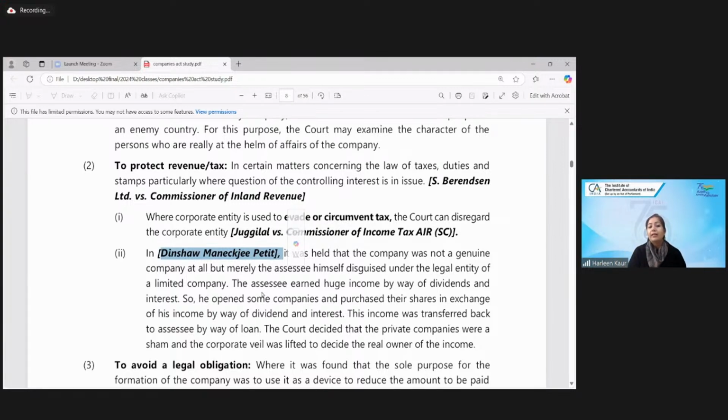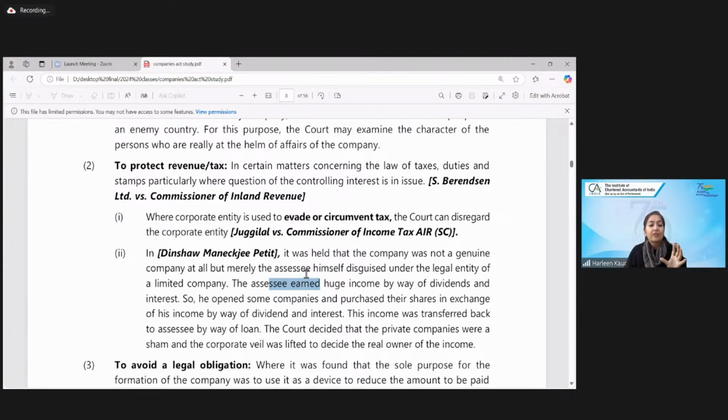And if you get something related to Dinshaw Maneckji Petit, now what is this case law trying to tell you? First, we'll understand the case law, then in the next lecture I will explain how to use its reference. It says the company was not a genuine company and was merely the assessee himself disguised under a legal entity. So there was an assessee. Assessee means, under the income tax authority, when you have to pay income tax, the terminology given to an individual is the word assessee. Assessee means an individual who has to pay the taxes.